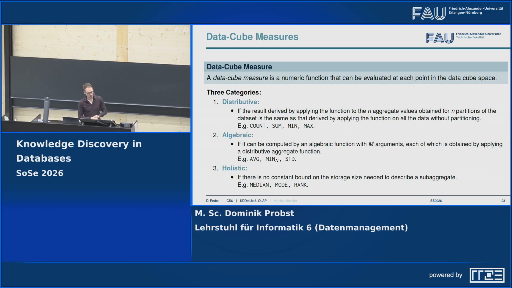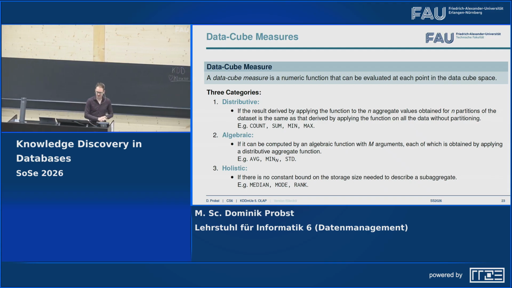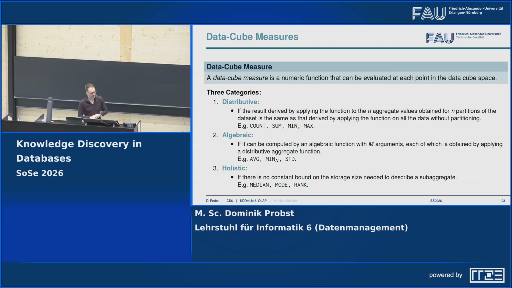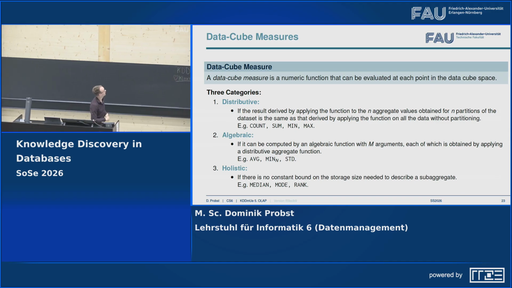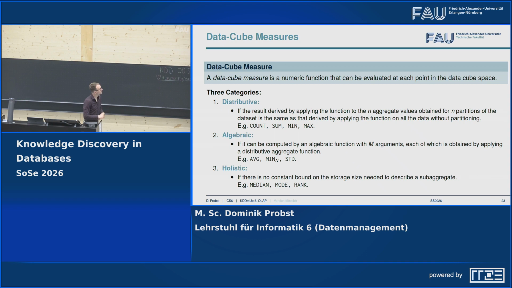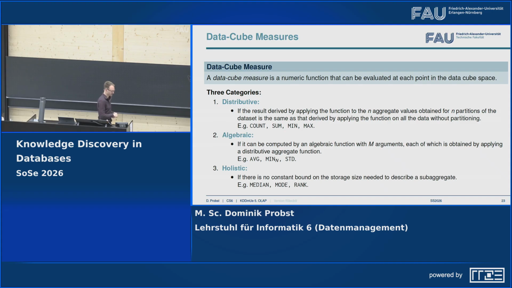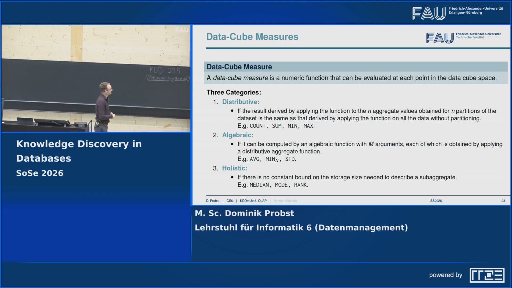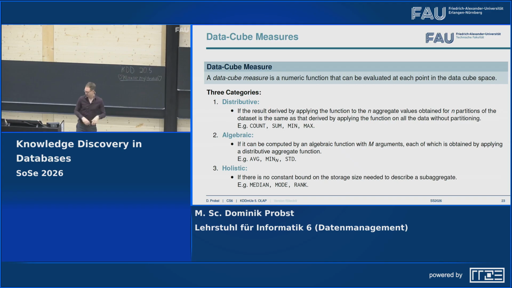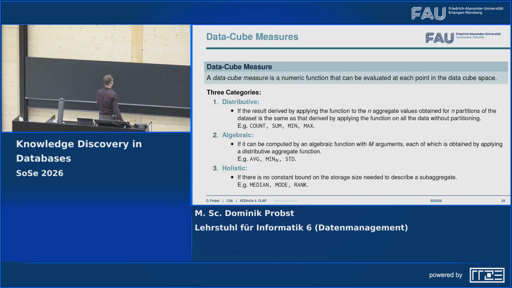If we have a distributive data cube measure, we can derive the result by applying the function to n aggregate values obtained for n partitions of the data set. And that should be the same as if we apply the function to all the data.